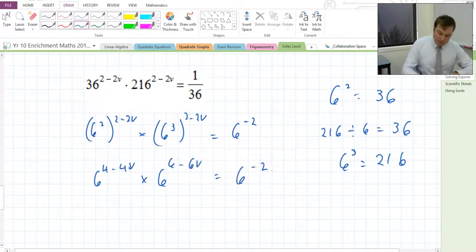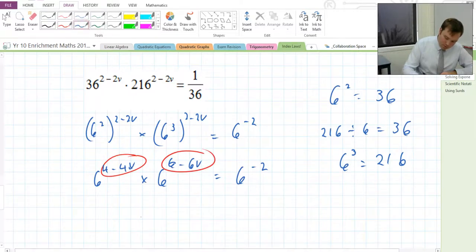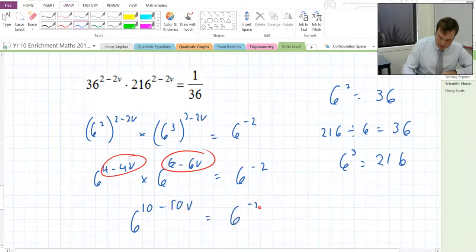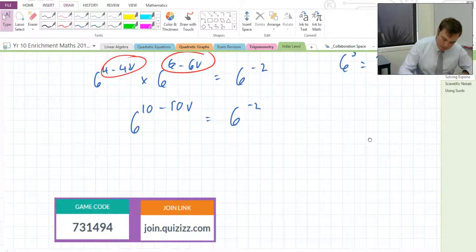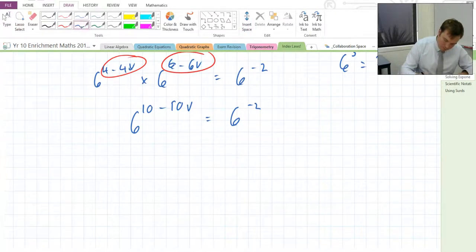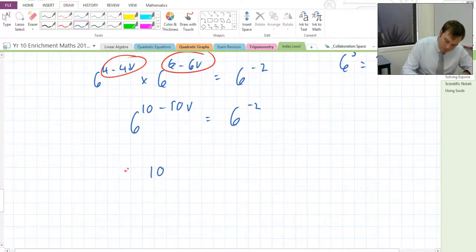Now, add the powers to get a single base. So, adding these two powers, 6 plus 4 is 10, so it's 6 to the 10, adding minus v is minus 10v, is equal to 6 to the minus 2. Then, we can equate bases. Equate powers. So we can say, therefore, 10 minus 10v is equal to minus 2.